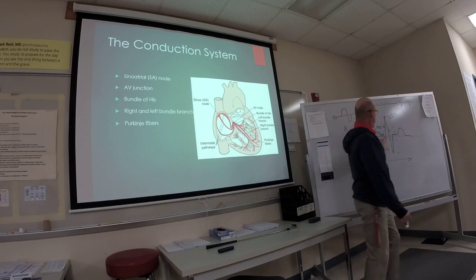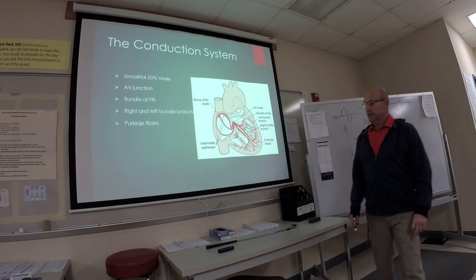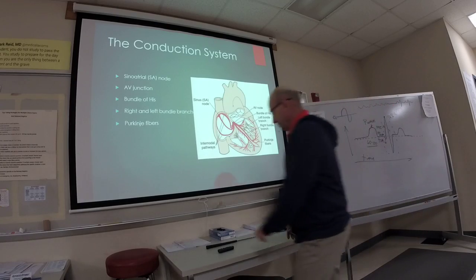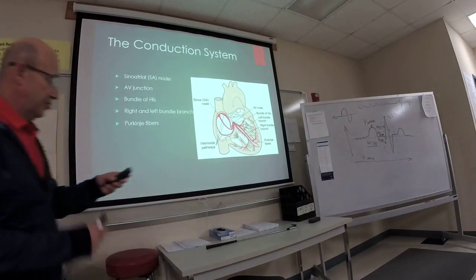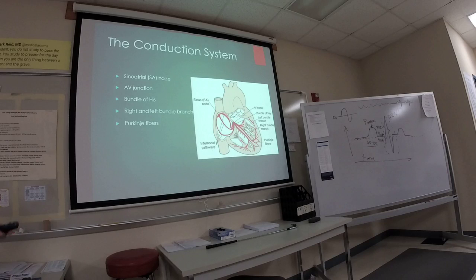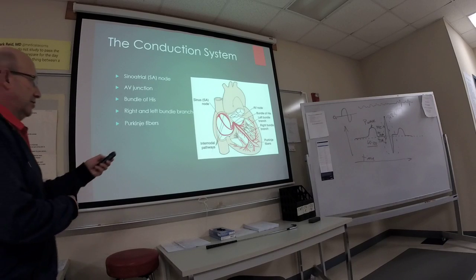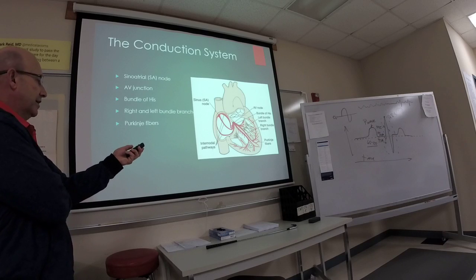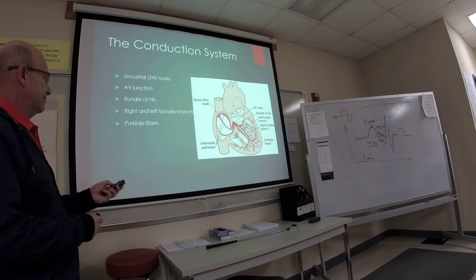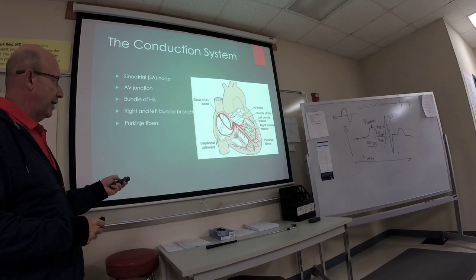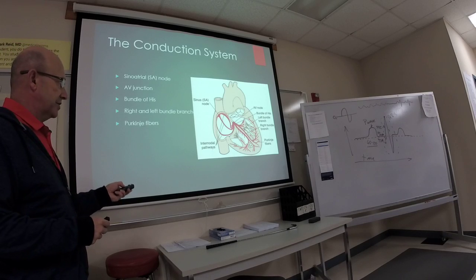So we have the AV node, causes a natural delay in the response to create really the natural function of the heart to create refilling time, goes through the bundle of His, and then through the bundle, it branches off into the bundle branches.